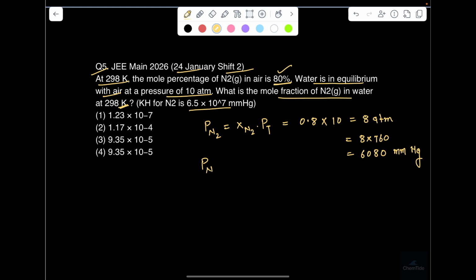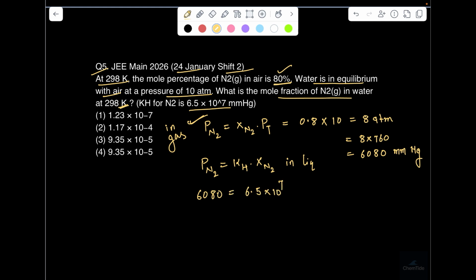Now we have to find the mole fraction of nitrogen in water. So Henry's law: P nitrogen is equal to KH into mole fraction of nitrogen in liquid. The earlier one was for the gas phase. So that is 6080, the KH value given is 6.5 into 10 to the power 7, into mole fraction of nitrogen. So we get the answer 9.35 into 10 to the power minus 5. This is the mole fraction of nitrogen, so we get the fourth option. In the third option they have given plus 5, so that's why we ignored it.